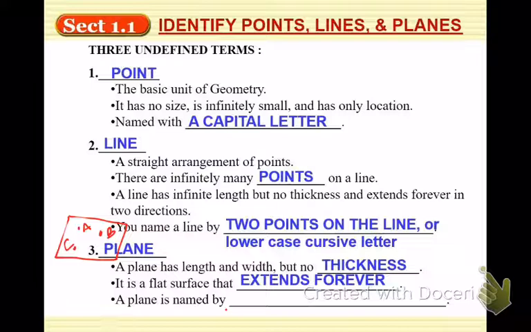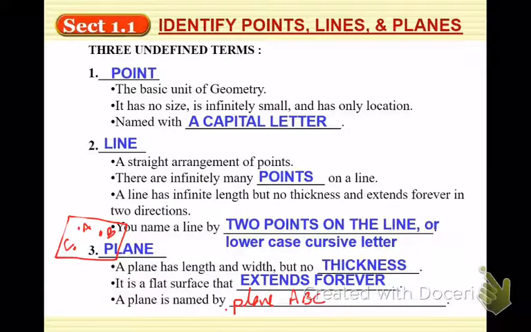It takes 3 non-collinear points to create and name a plane. Okay, so if we have points A, B, and C in there, then we call this plane, and we use the word plane, A, B, C.